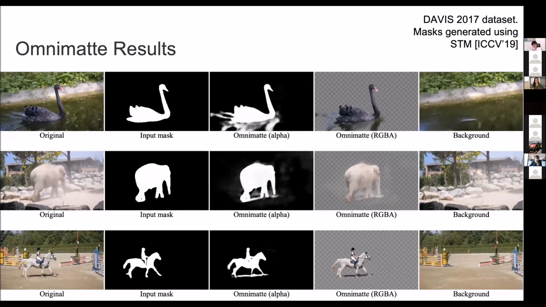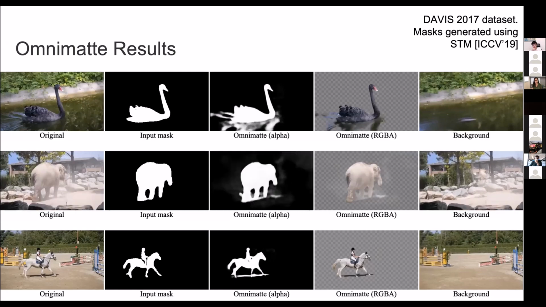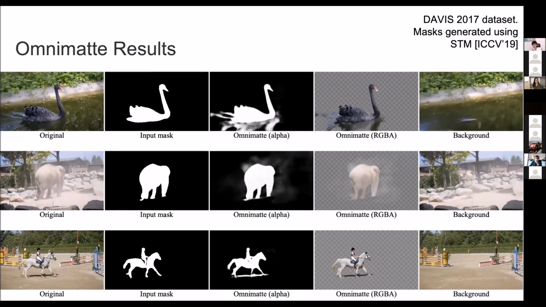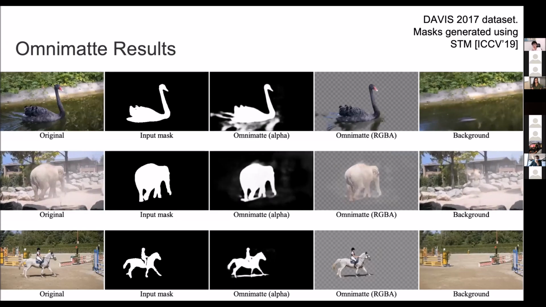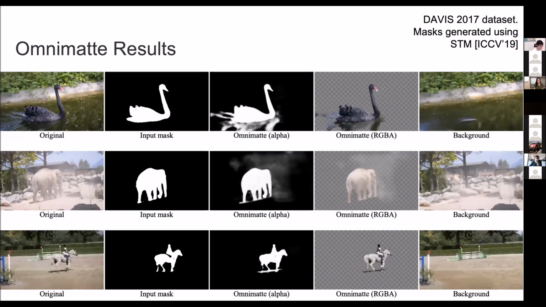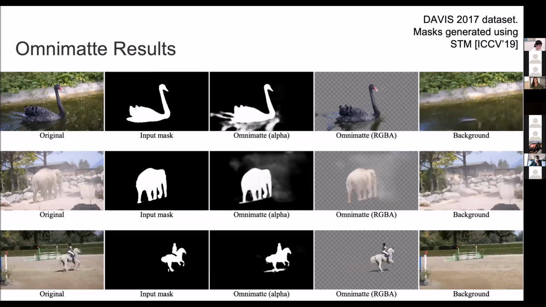In the second example, we're able to pick up the dust that this elephant throws, and you can see the delta from the input mask. And here in the last example, you can see how we capture the shadows that do not appear in the original input mask.